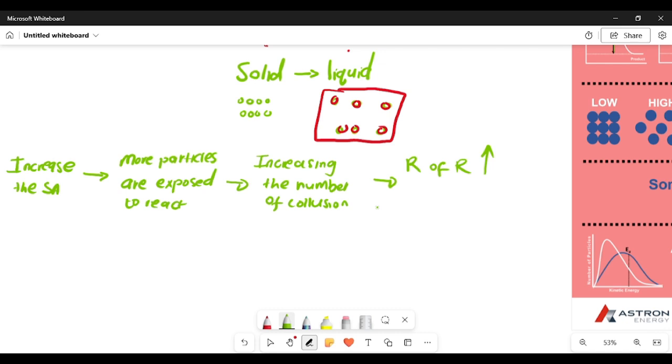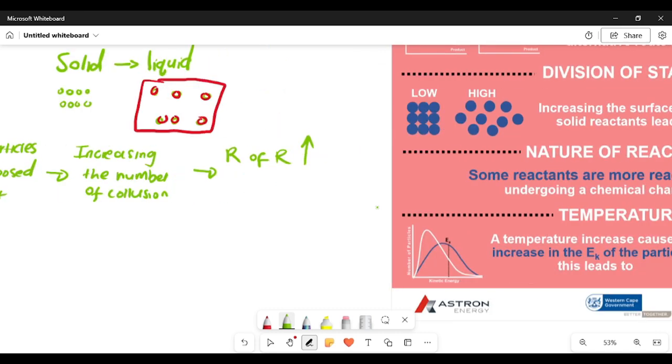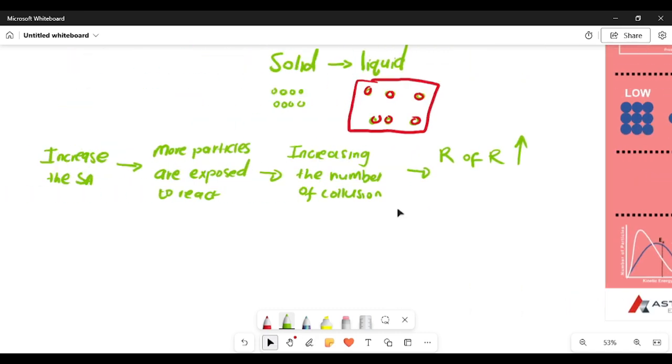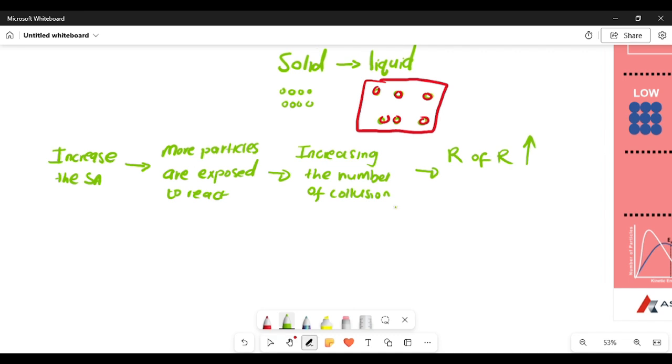All right. Now, let us move on to the other one. So also here, inversely, when you move from a liquid to a solid phase, it simply means that you're reducing the surface area and now fewer particles are exposed to react. As a result, this would reduce the number of collisions, leading to your rate of reaction decreasing, right?